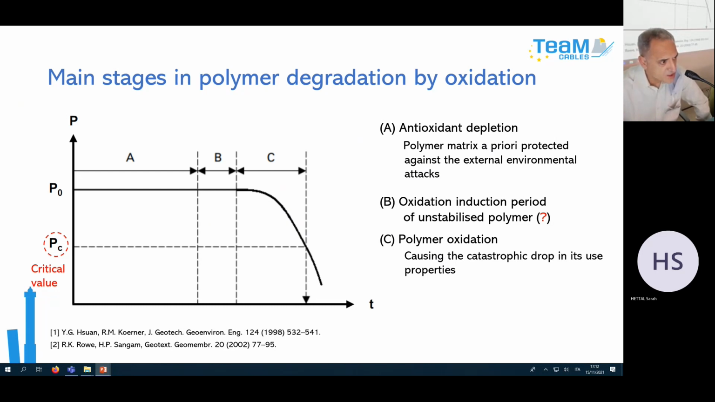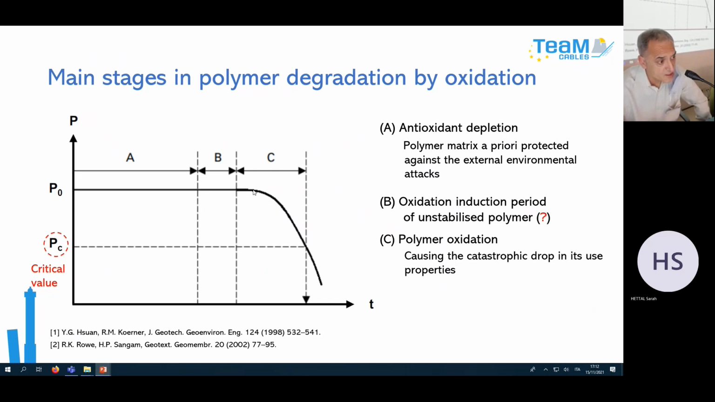The polymer is protected by the antioxidant. But during this stage, the antioxidants are progressively consumed by chemical reaction, by the stabilization reaction, and also are lost physically. So after this first stage, the oxidation of the polymer could start. In fact, it is considered in the literature that the polymer behaves as an unstabilized polymer with its own induction period B.